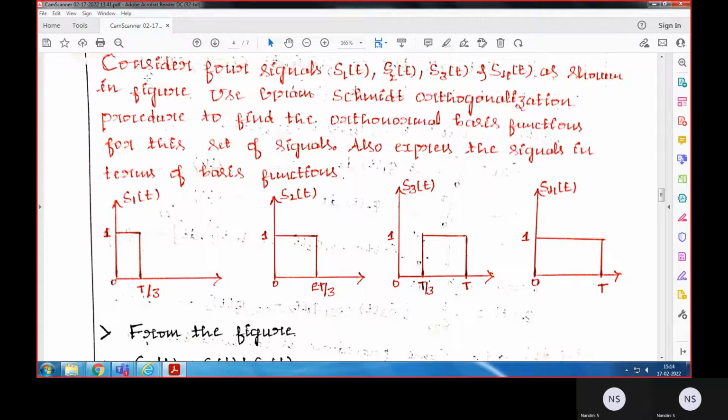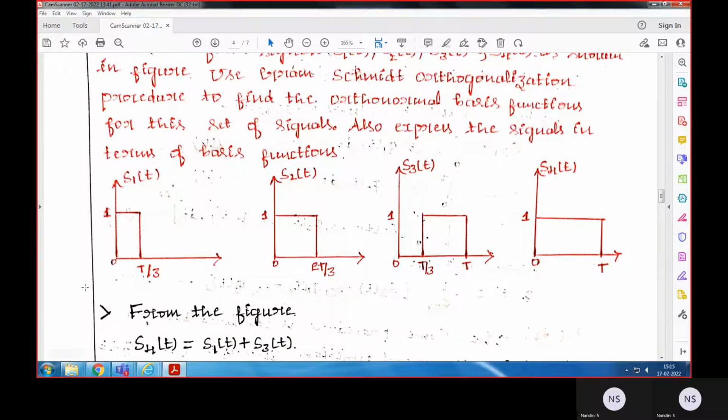So it is a problem based on the Gram-Schmidt orthogonalization procedure. Consider four signals S1 of t, S2 of t, S3 of t, S4 of t as shown in the figure. Use the Gram-Schmidt orthogonalization procedure to find the orthonormal basis functions for this set of signals. Also express the signals in terms of the basis functions.